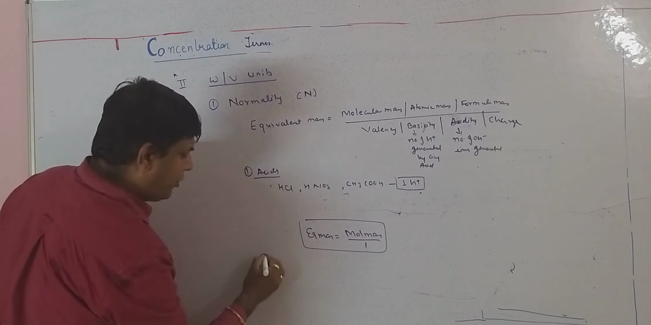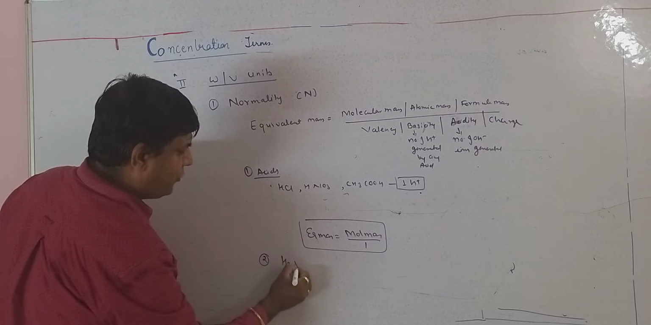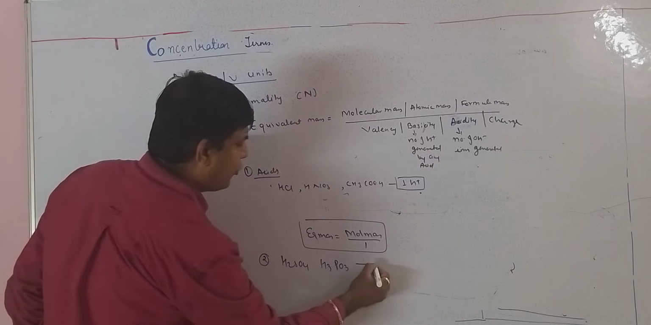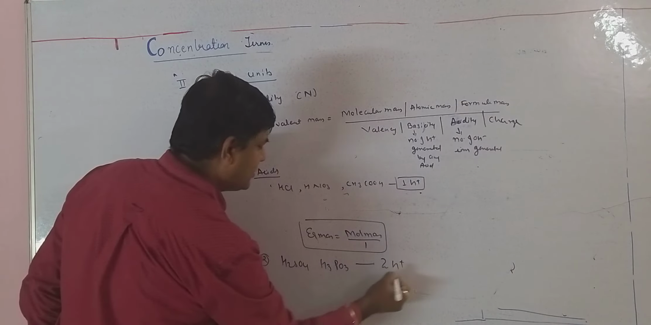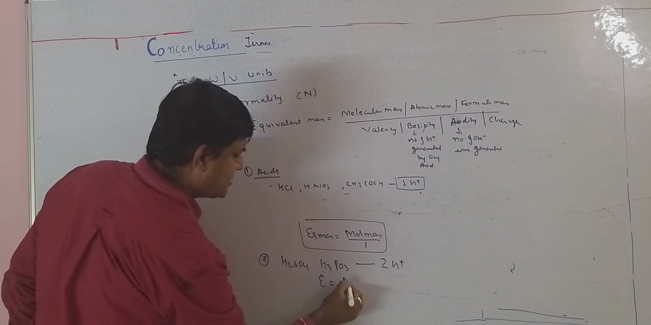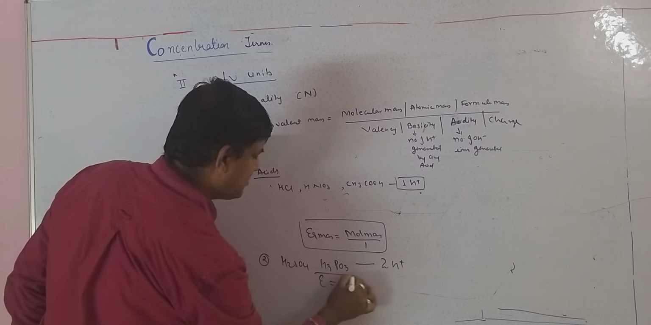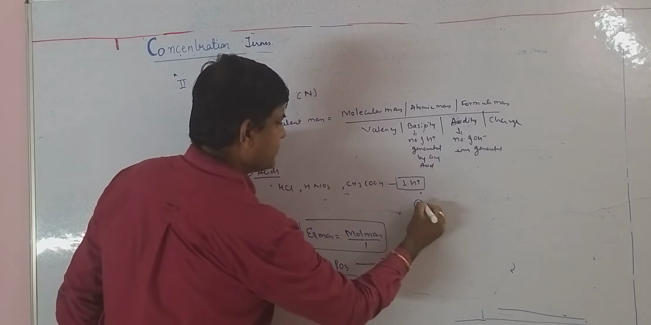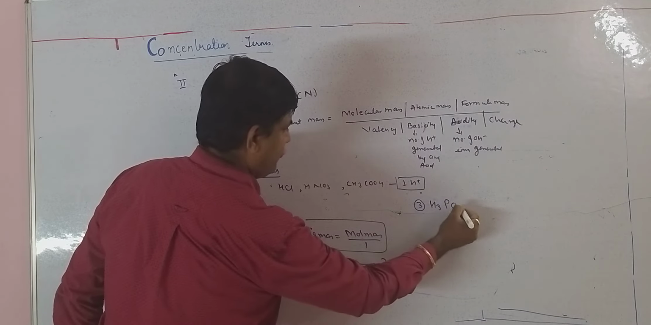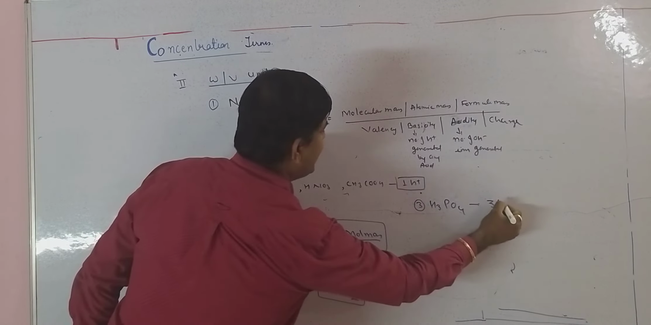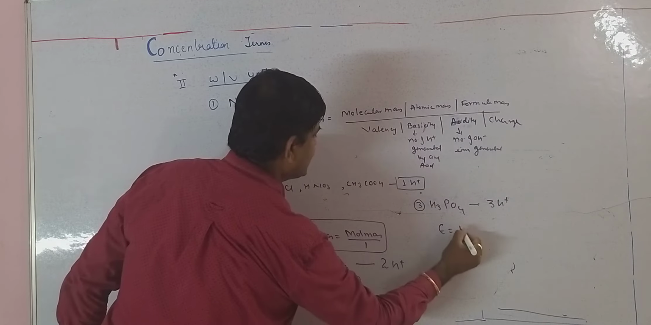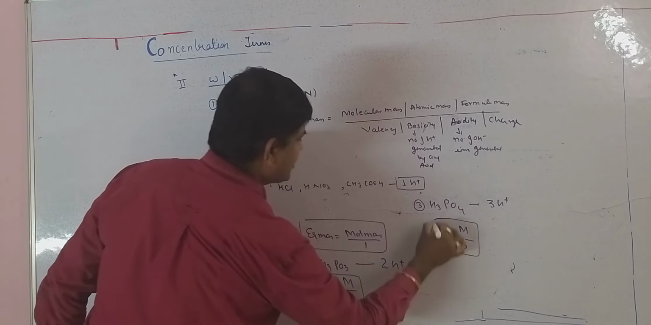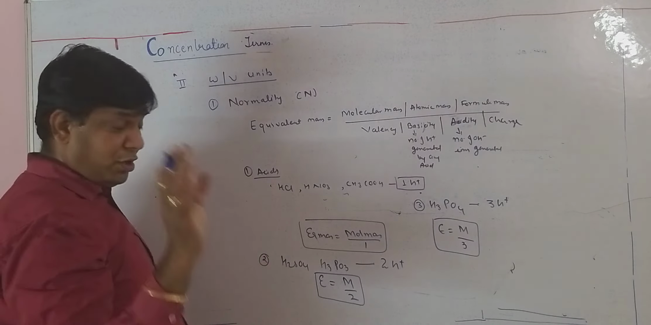Now if we go for H2SO4 or H3PO3, they are going to generate 2 H plus ions. So equivalent mass is equal to molecular mass divided by 2. If we go for H3PO4, it will generate 3 H plus ions. So equivalent mass is equal to molecular mass divided by 3. So in the case of acids, we can take this as one more important acid.